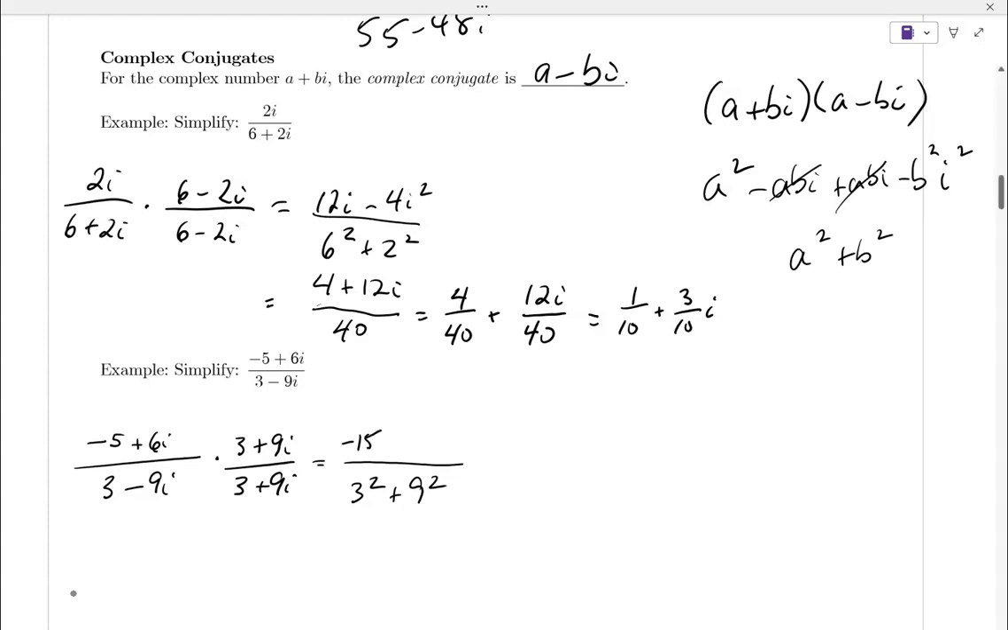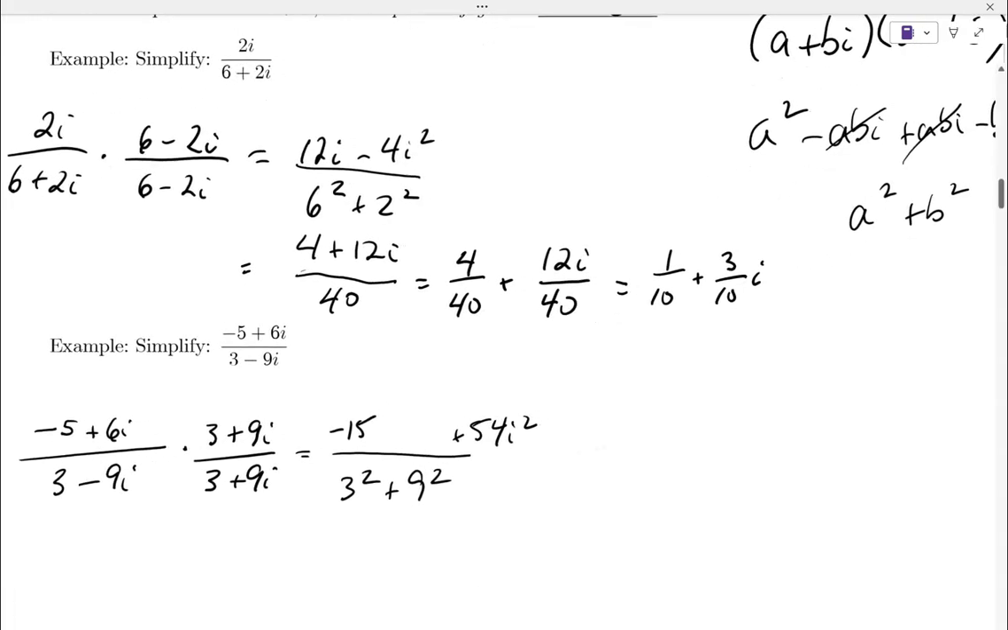-15. There's a plus 54i squared. What else do we have? Where did that come from? You're right. -45i plus 18i. Good.